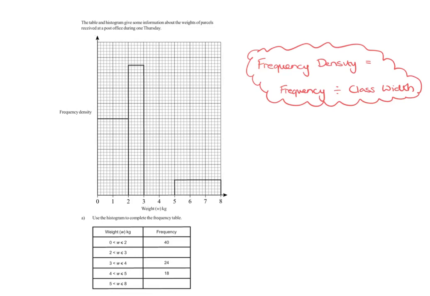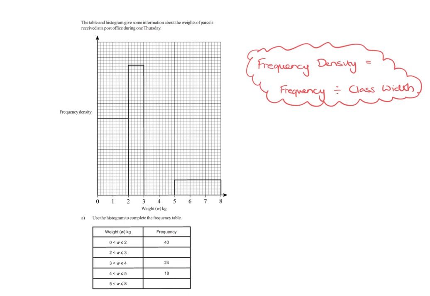In this video, we have been given an incomplete histogram and an incomplete frequency table, and we are asked to complete both of them. Now, when we're working with histograms, we are going to be using the formula frequency density is equal to frequency divided by class width.